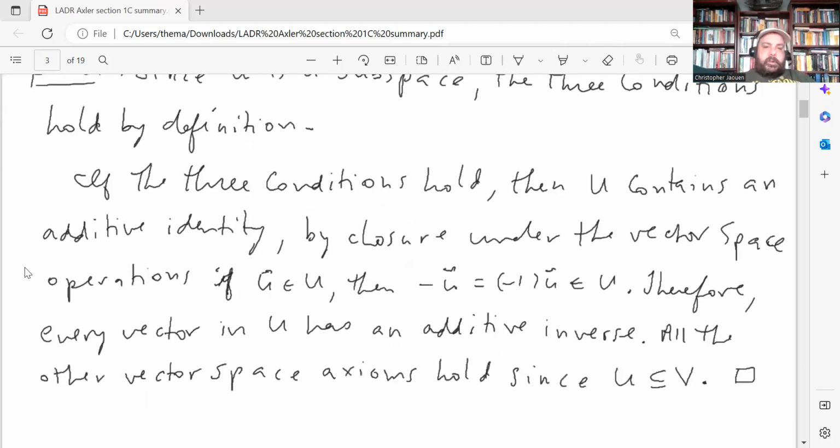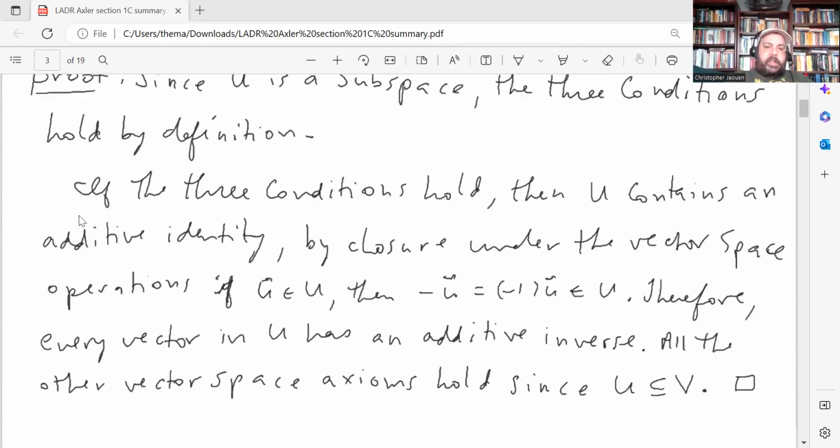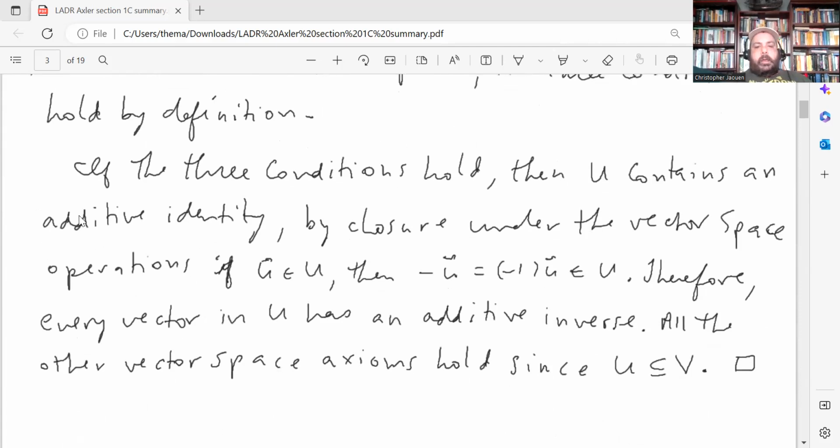All right. Going in the other direction, if the three conditions hold, then U contains an additive identity. That's because that's one of the conditions, the first one. By closure under the vector space operations, if u is an element of U, then negative u, meaning the additive inverse of u, is equal to -1 times u, which is an element of U, because it's closed under scalar multiples.